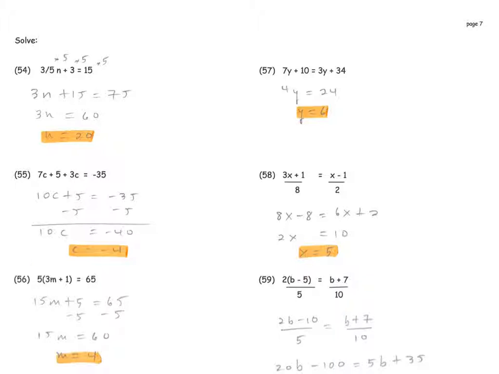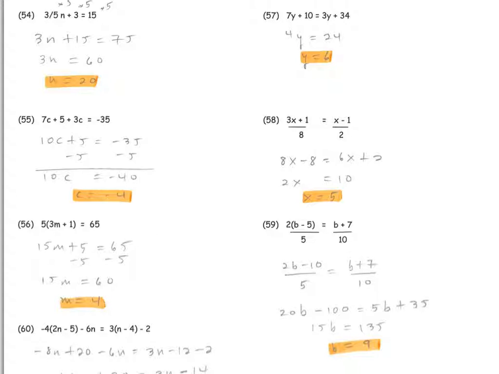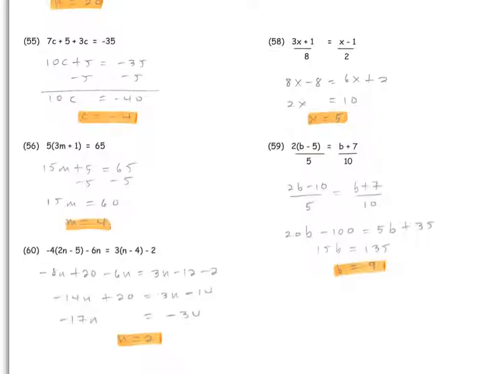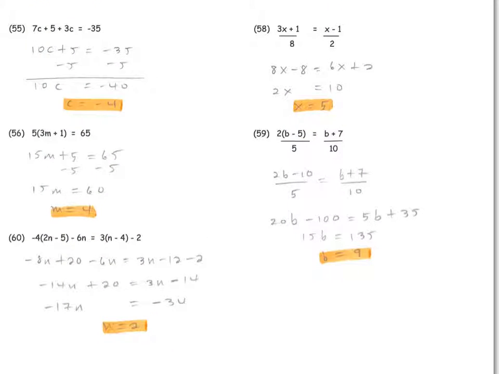Jumping over, I guess I should go to 56 next. I distributed the 5. That gave me 15m plus 5 equals 65. Since I like m on the left, I did minus 5 minus 5. That gave me 60. And divided by 15, I think I have to move the page. There's my m equals 4.